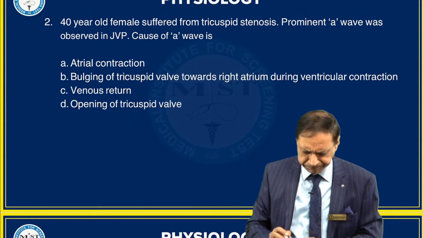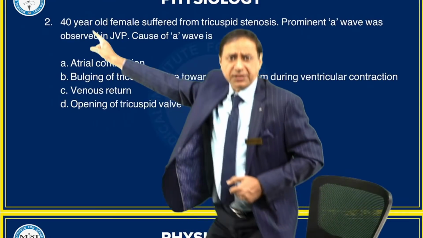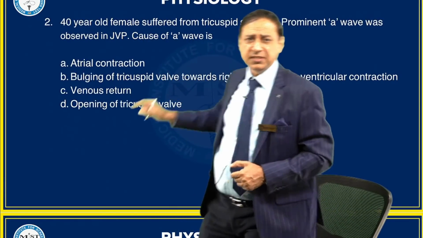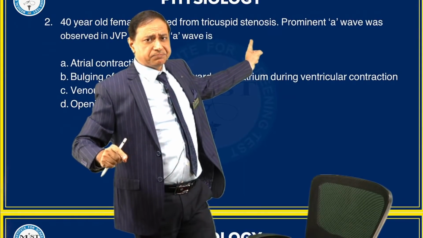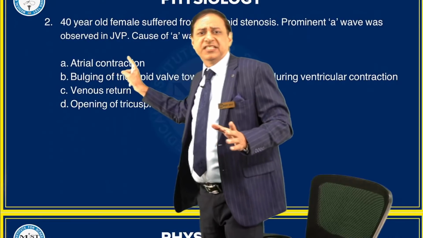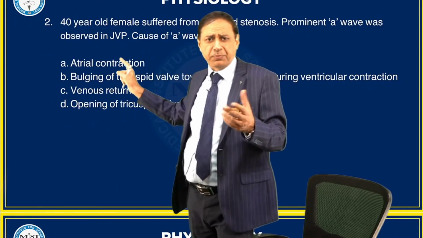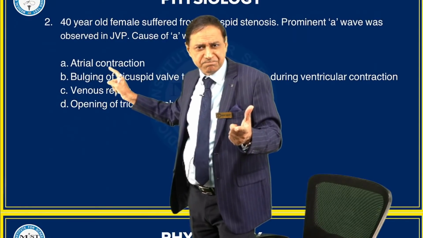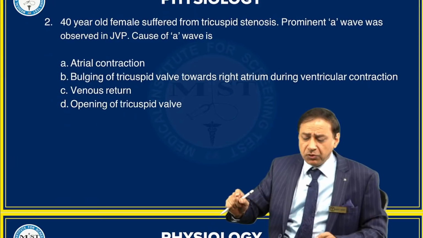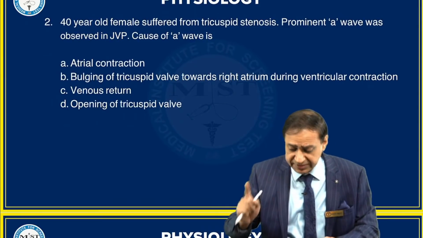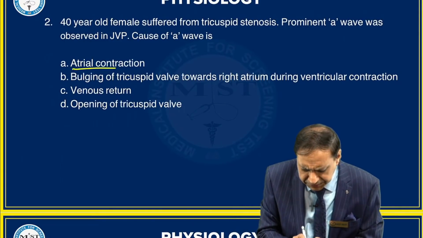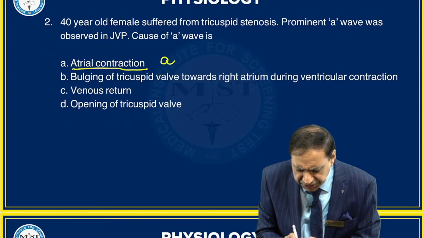Just see this question. A 40-year-old female suffered from tricuspid stenosis. The prominent A wave was observed in the JVP. This is because of the tricuspid stenosis. In the JVP we have 5 waves. What is the cause of A wave? The cause of A wave is atrial contraction. This atrial contraction will lead to A wave.